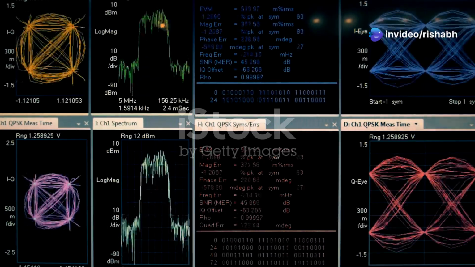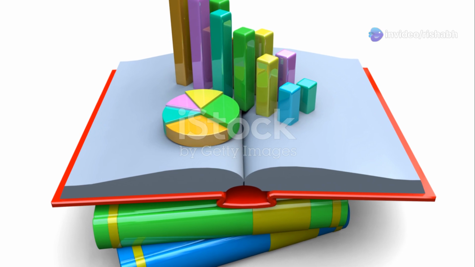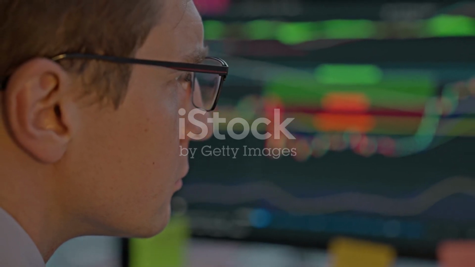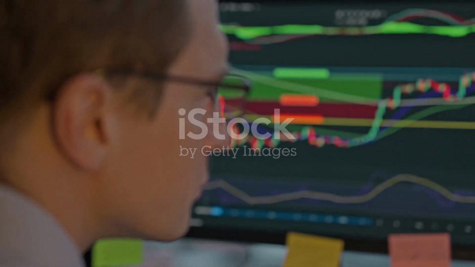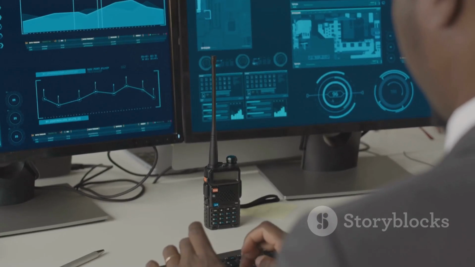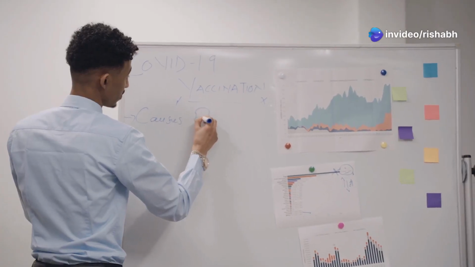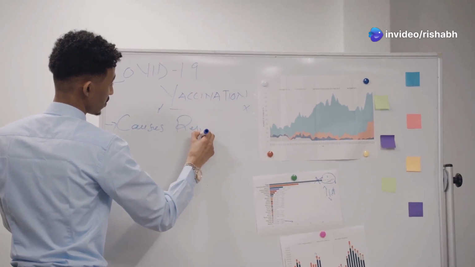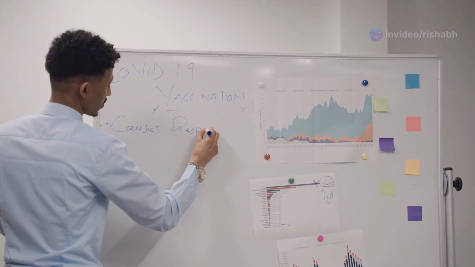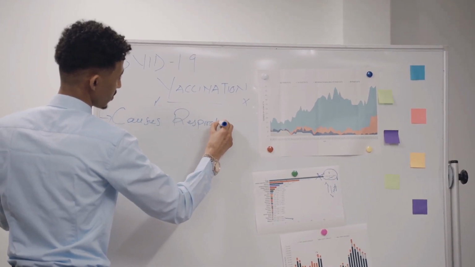Beyond charts and graphs, introducing the grammar of graphics. When we think of data visualization, we often think of charts and graphs. But there's a deeper level to creating truly effective visualizations: the grammar of graphics. Just like grammar provides rules for constructing meaningful sentences, the grammar of graphics provides a framework for building meaningful visualizations.